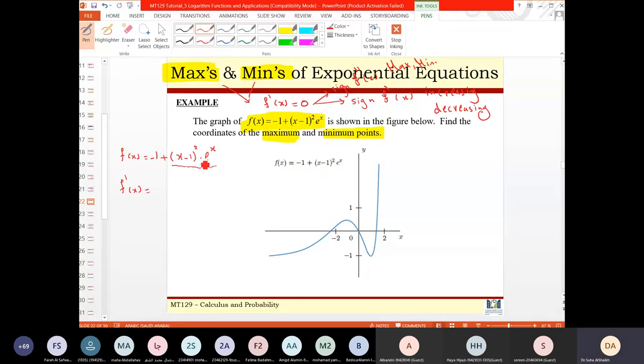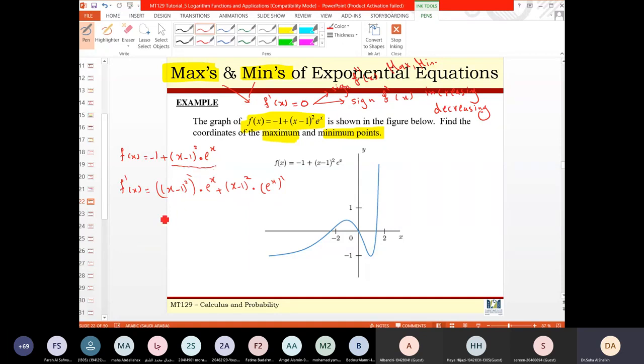Multiplication of two functions ولا؟ The first function is a bracket to power 2. The second function is the exponential. هذه حاصل ضرب two functions. So the derivative of this one is x minus 1 square dash multiply with ex plus الأول زي ما هو x minus 1 square multiply with the derivative of the second one.